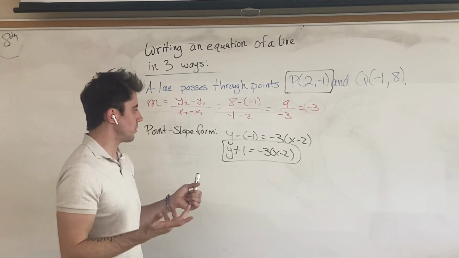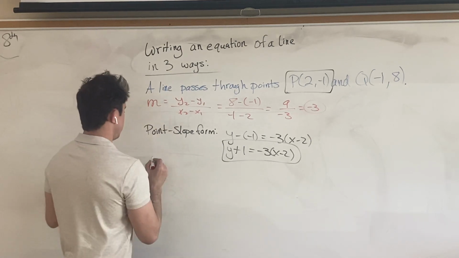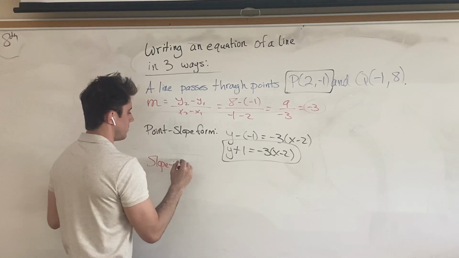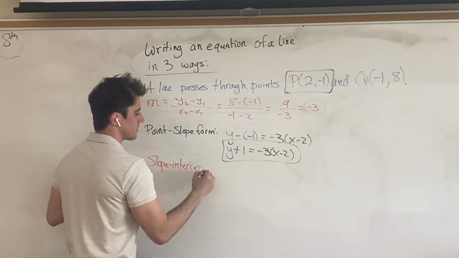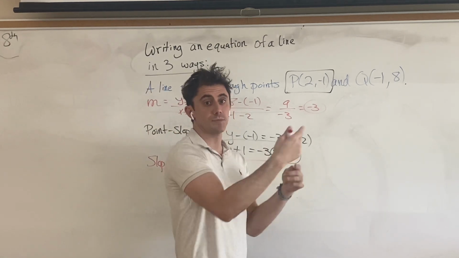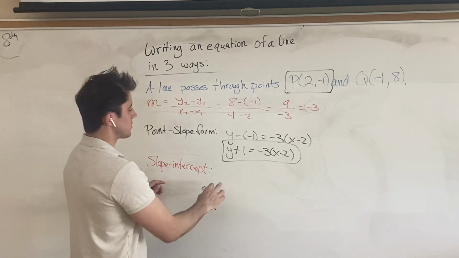Okay, now we can convert that pretty quickly to either form. I'll go to slope-intercept next. And then finally, we'll do general. Slope-intercept form, that's the form y is equal to mx plus b. The slope times our variable x plus b, the y-intercept. So let's go ahead and do that.